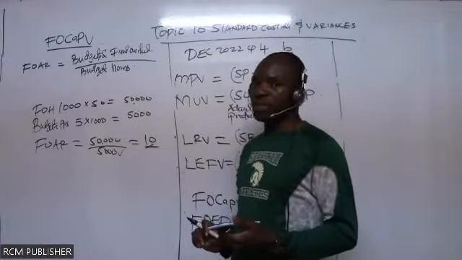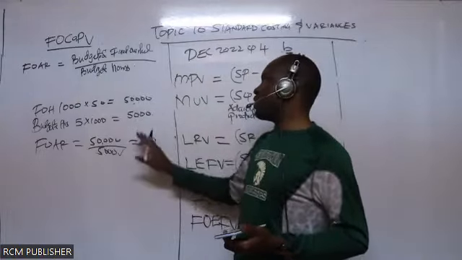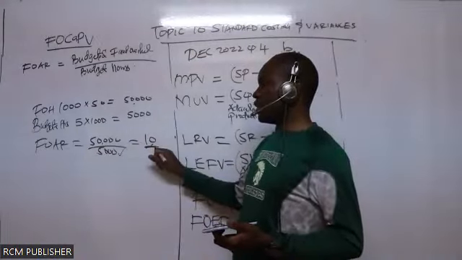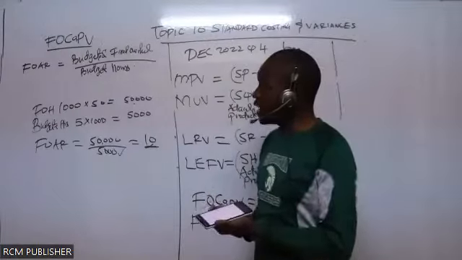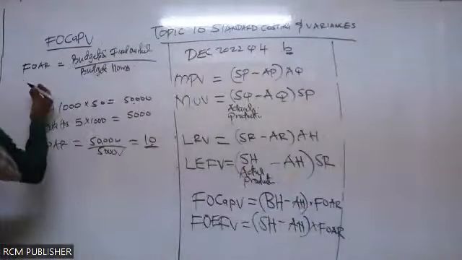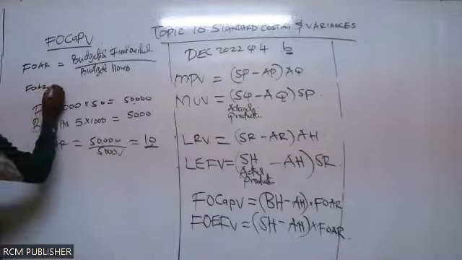In our question, for this sitting, you are not required to calculate. But even if you do it this way, you're still going to arrive at the same thing. So that's what they want us to calculate. So our fixed overhead absorption rate is equivalent to 10.